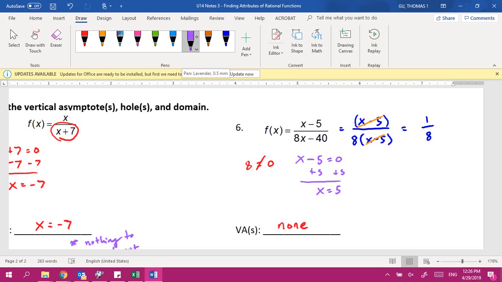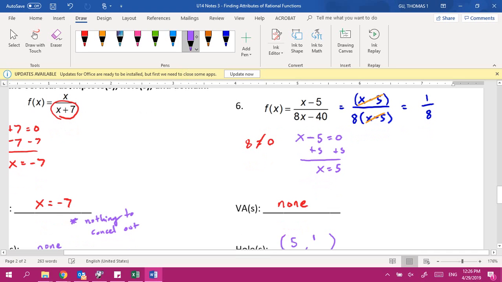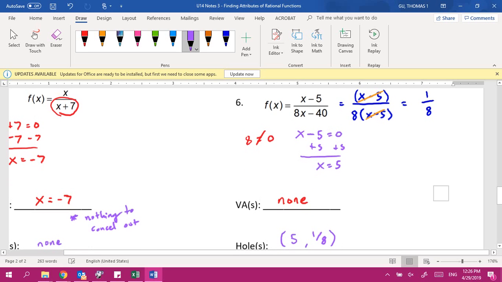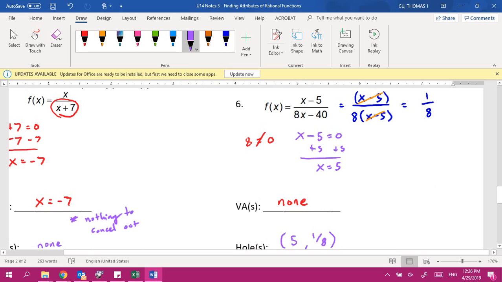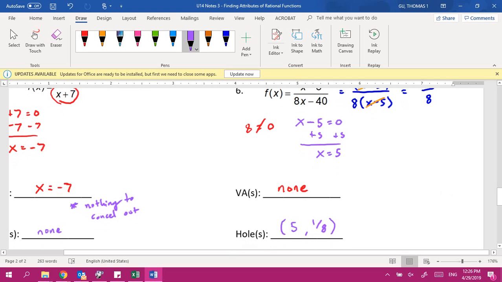So is there anywhere to put the 5 into? That just means it's 1 over 8. It doesn't even matter what the x is, it's always 1 over 8. If you had an x, you would plug it in and solve, but since there's no x, it's just 1 over 8. So the hole is going to be at (5, 1/8).